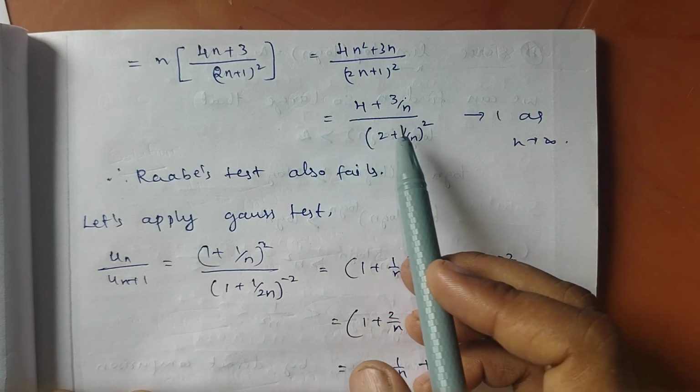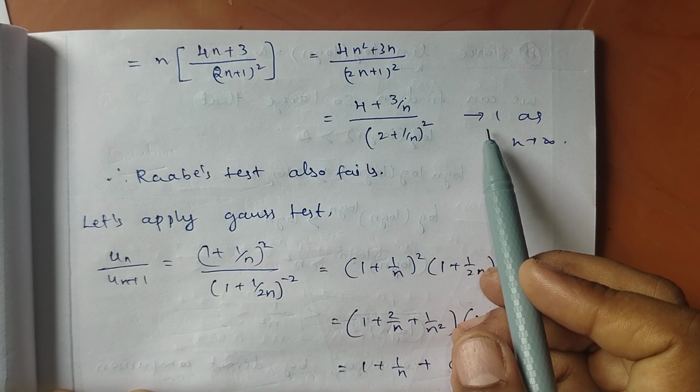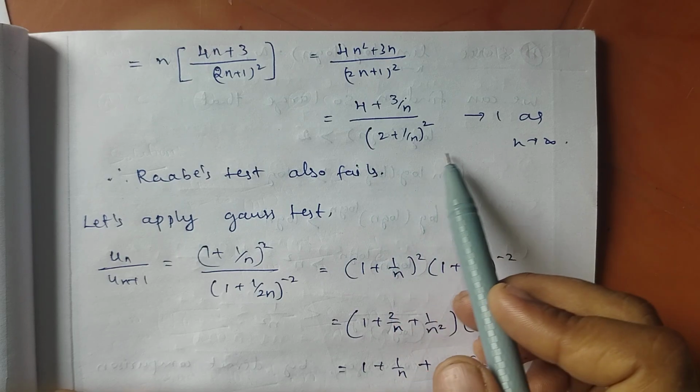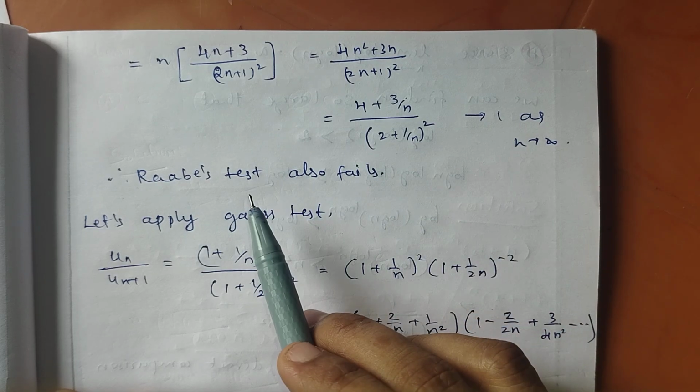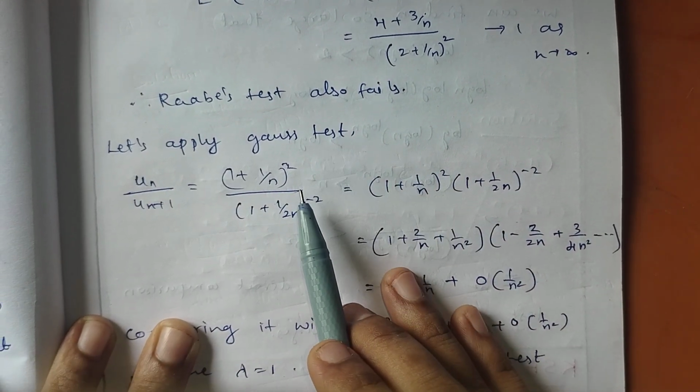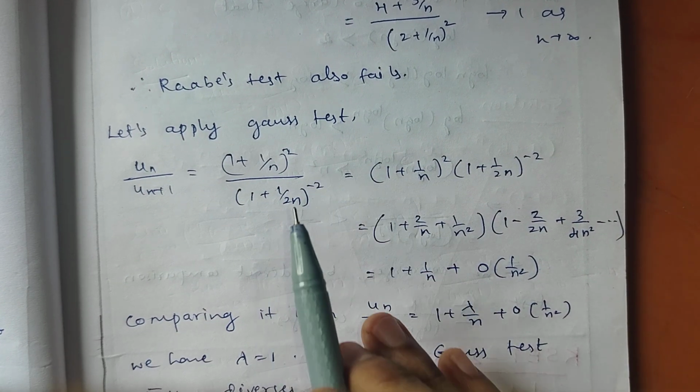While using the Raabe test also, you got the limit as 1. So the Raabe test also fails as n tends to infinity. The limit you will get is 1. So the Raabe test fails. Next we will apply the Gauss test.